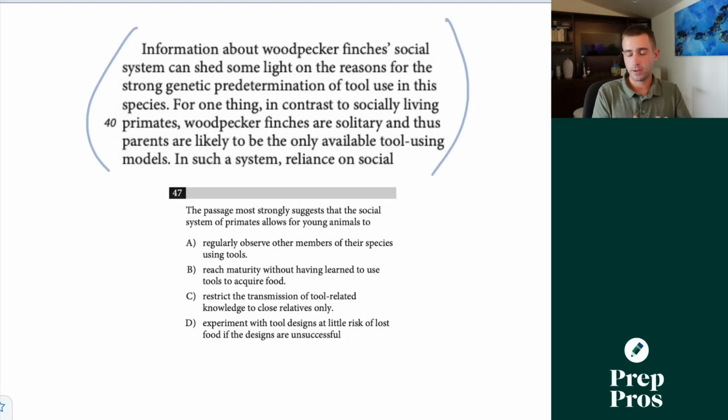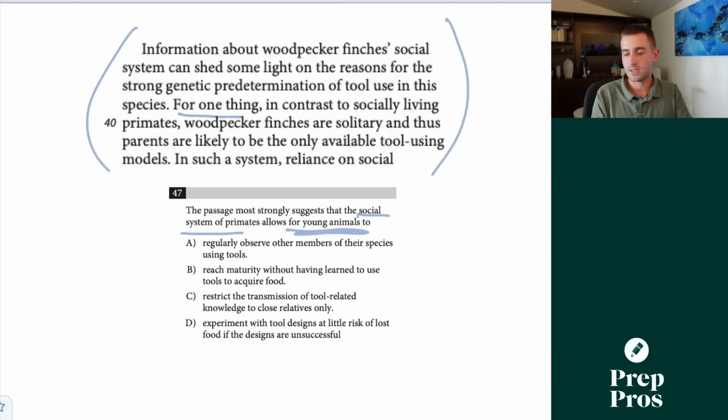Information about woodpecker finches' social system can shed some light on the reasons for the strong genetic predetermination of tool use in the species. For one thing, in contrast to socially living primates, woodpecker finches are solitary and thus parents are likely to be the only available tool-using models. Well, the question is, the passage most strongly suggests that the social system of primates allows for young animals to blank.